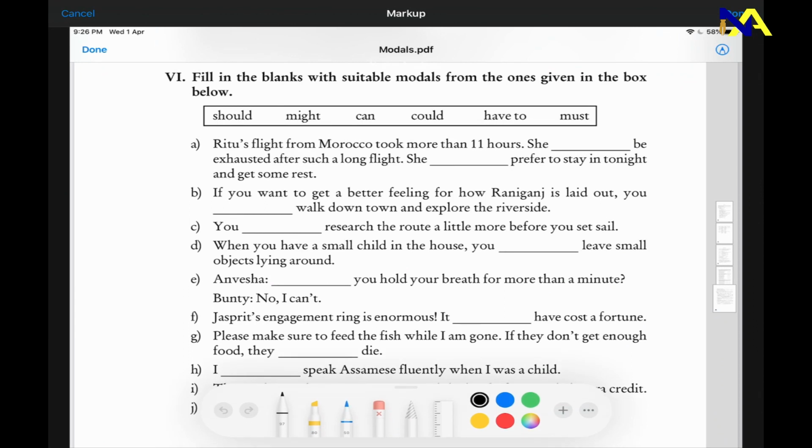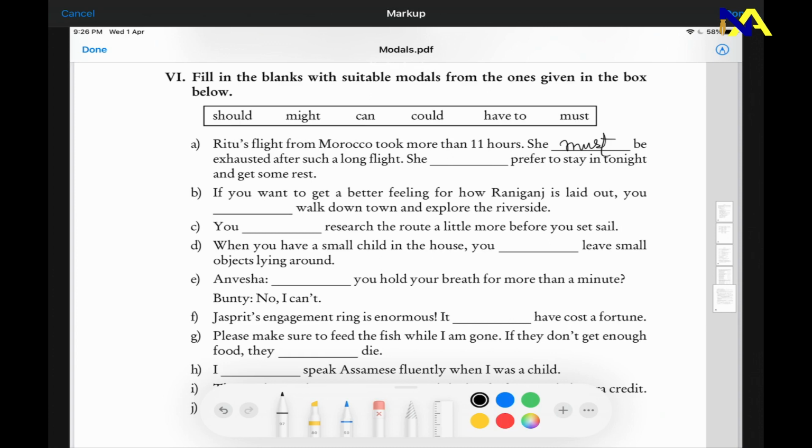Okay, yeah. Ritu's flight from Morocco took more than 11 hours. किसी की 11 घंटे की फ़्लाइट रही है, तो आपको क्या कंडीशन लगती है उसकी, कि मतलब पॉसिबिलिटी किस चीज़ की है? थोड़ी बहुत एग्जॉस्टेड होगी, 11 घंटे एक साथ एक जगह बैठने के बाद कंप्लीट 100% चांस कि जो इंसान है वो बिल्कुल थक गया होगा. सो वी विल से शी मस्ट बी एग्जॉस्टेड आफ्टर सच अ लॉन्ग फ्लाइट.